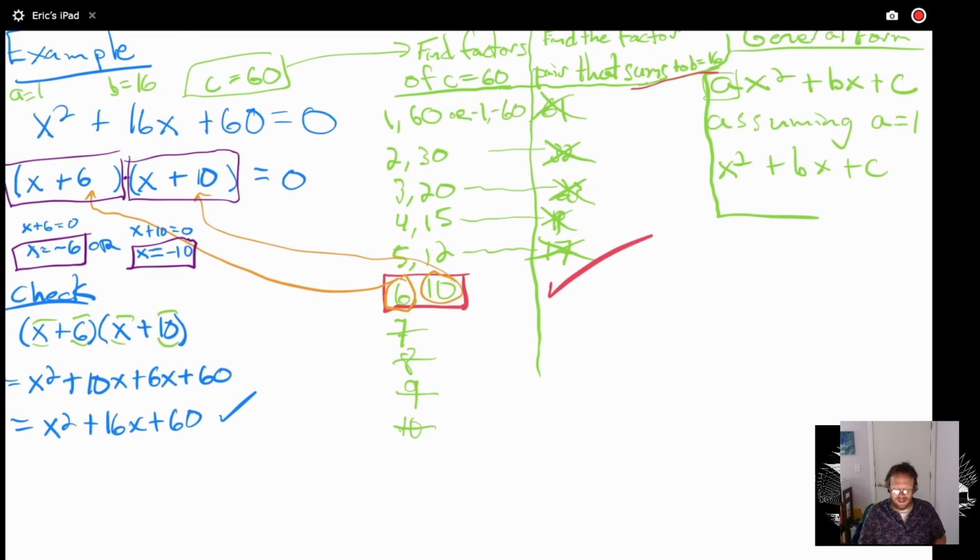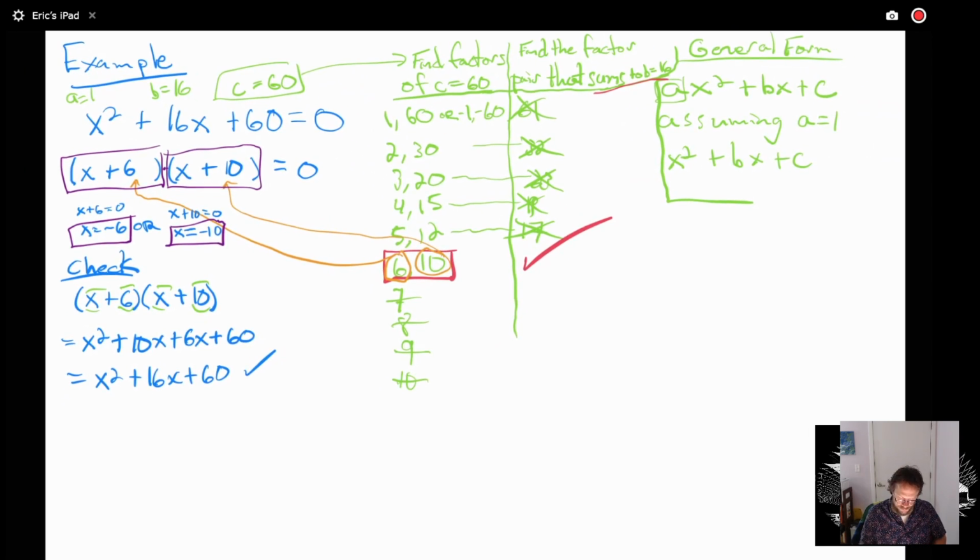Okay, why does that work? Pause for a minute and think about, can you make an argument for why this technique, finding the factors of c equals 60, finding the factor pair that sums to this, writing in this template with the open parenthesis, x plus the first term, close parenthesis, open parenthesis, x plus the second term, close parenthesis, is going to correctly generate a factored form for the quadratic expression.